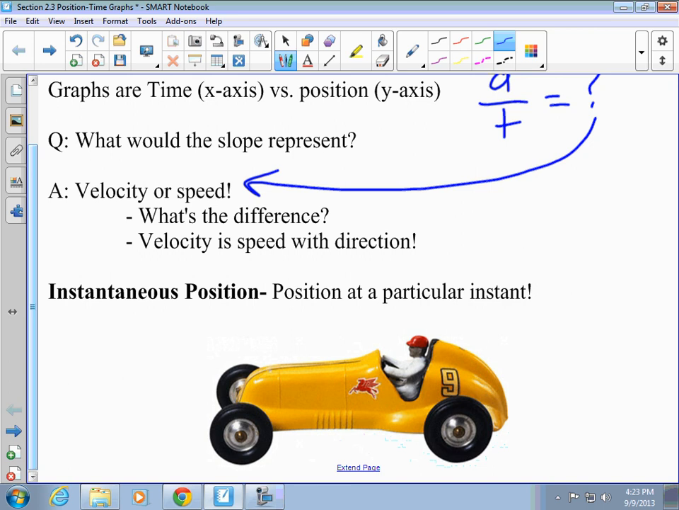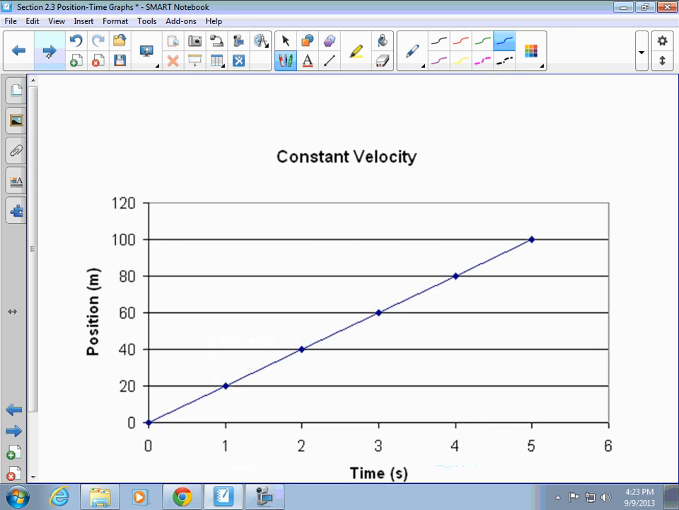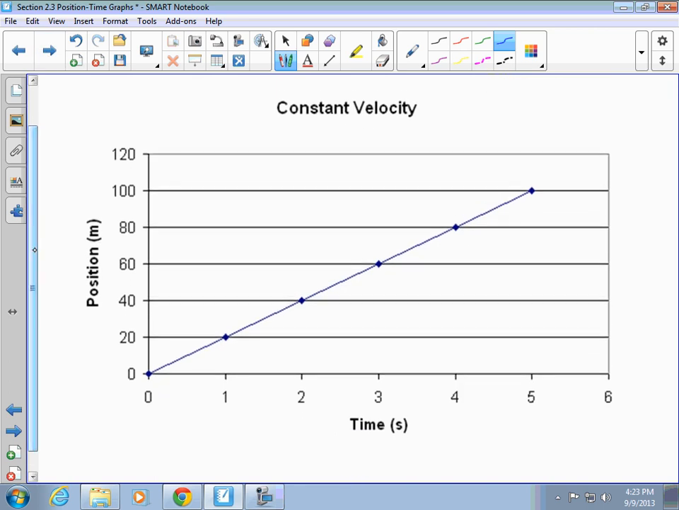So instantaneous position is position at a particular instance. Now we worked on graphing last week, so now I just want to show you what a position time graph would look like. All right. You can see this is your slope. Now if you got a graph like this and you got to ask what is the velocity, remember that's the slope. So you have y2 minus y1 over x2 minus x1. So you're going to take this point and this point.